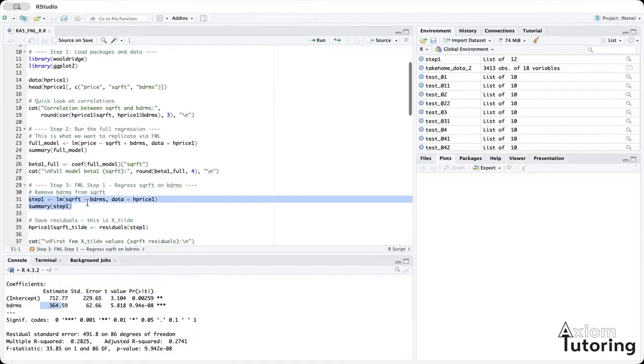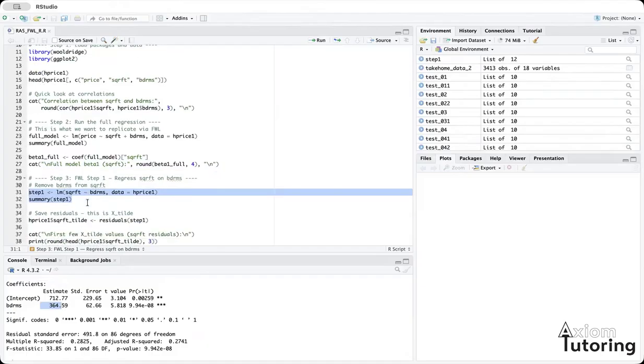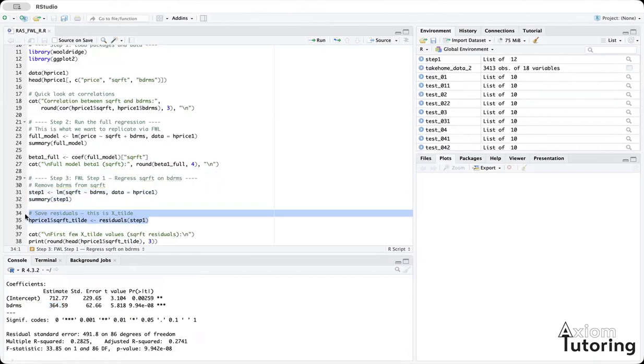From here, keep in mind that we need to residualize x1, so we need to take the x1 tilde that does not have the influence of x2, which in our case is the number of bedrooms. That's why we're going to save the residuals, using of course the residuals function in R.